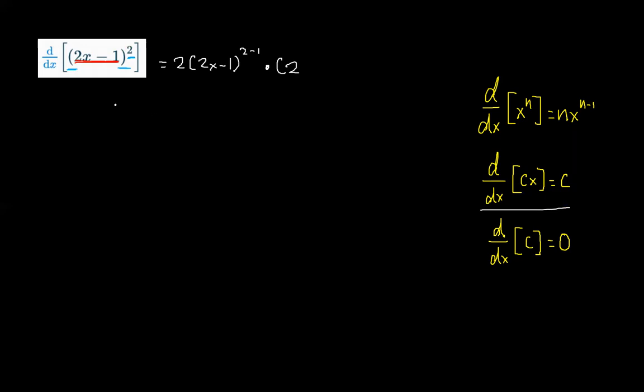Then what is the derivative of negative 1? The derivative of negative 1 is simply 0. That's it, so we can now simplify. We're going to have 2 times the quantity 2x minus 1 raised to 1, or just leave it be, then times 2 plus 0, which is just 2. We combine the 2 and 2 by multiplying them together, so we have 4 times 2x minus 1. And that is your final answer.